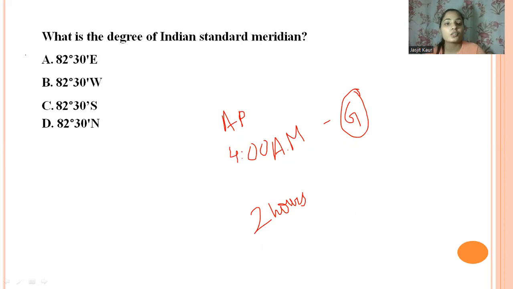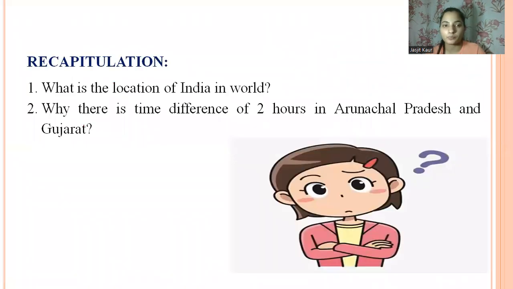Now here is one question for your evaluation. What is the degree of Indian standard meridian? Is it 82 degree 30 east, or 82 degree 30 west, or 82 degree 30 south, or 82 degree 30 north? Out of 4 options, you have to choose one appropriate option and tell me in the comment section.